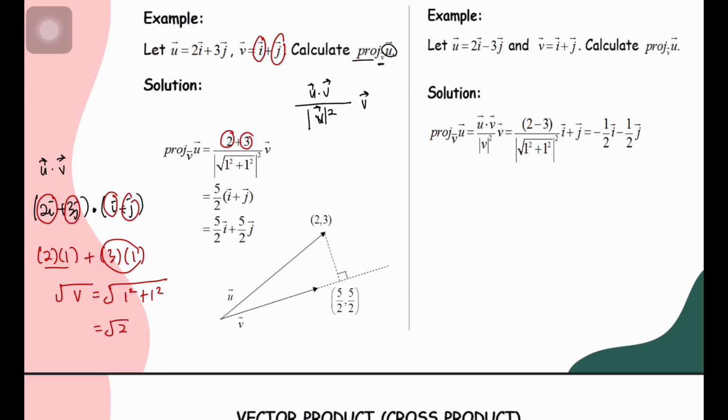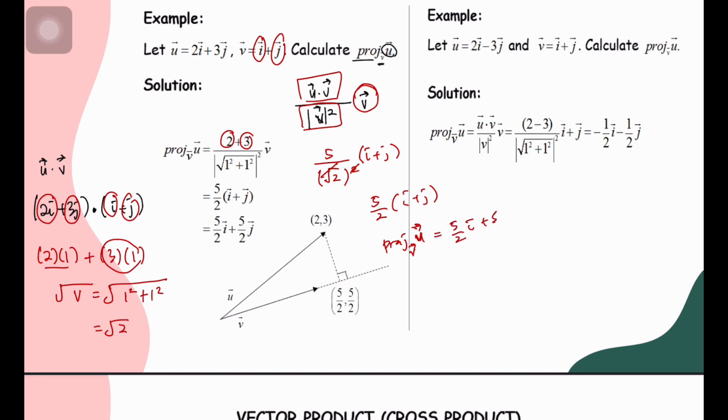Therefore, to find the projection of vector u on v, the formula is the dot product of u and v, which is 2 plus 3, 5, over the magnitude of v to the power of 2, so square root of 2 to the power of 2, multiplied by the vector v itself, which is i plus j. The square root and the power will be eliminated, so you're left with 5 over 2 times i plus j. Therefore, we can say that the projection of vector u on vector v is equal to 5 over 2 i plus 5 over 2 j.